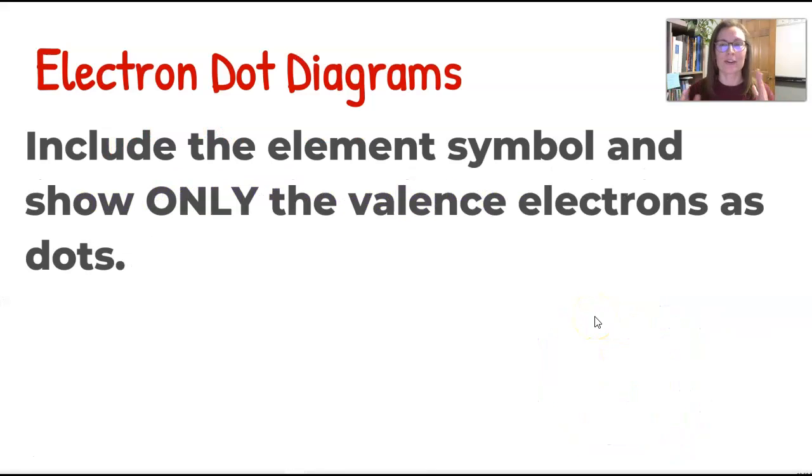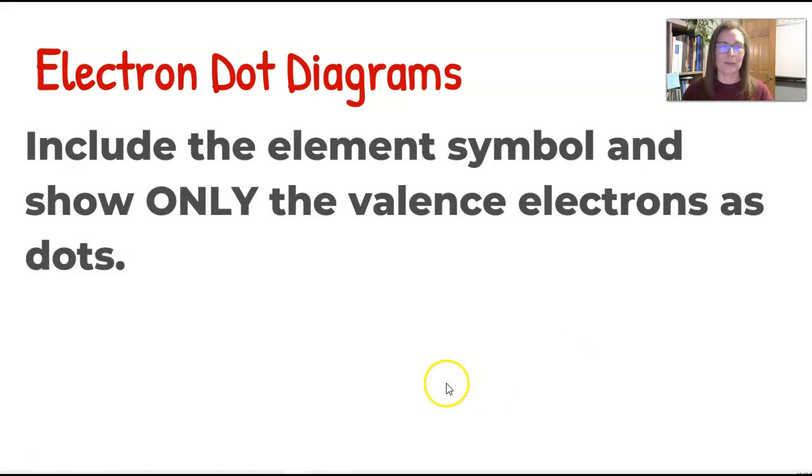Bohr models are great for showing us the structure of atoms, but they give us more information than we need when we're learning about chemical reactions. When we're learning about chemical reactions, we only need to know how many valence electrons. We don't need to know how many neutrons and protons and how many other electrons are inside the electron cloud.